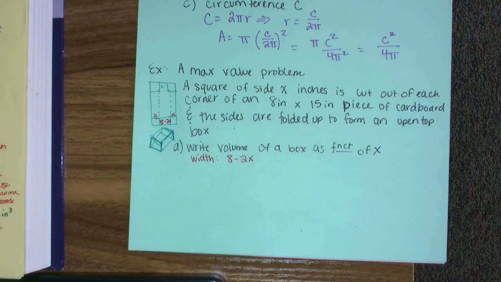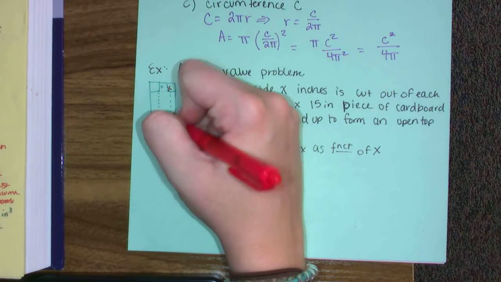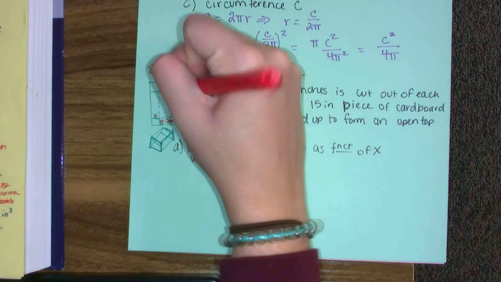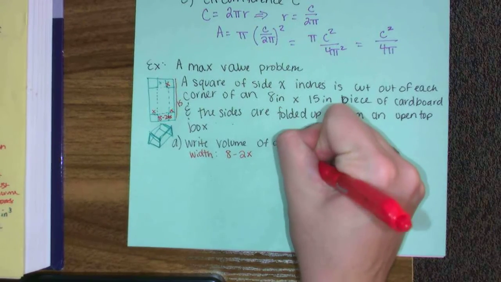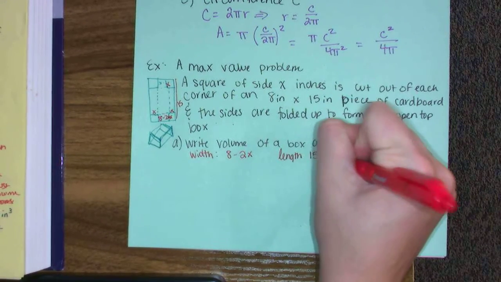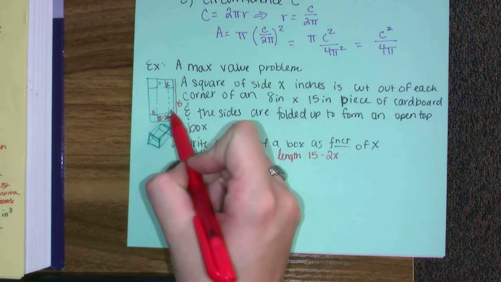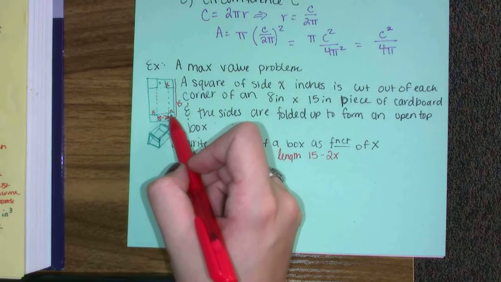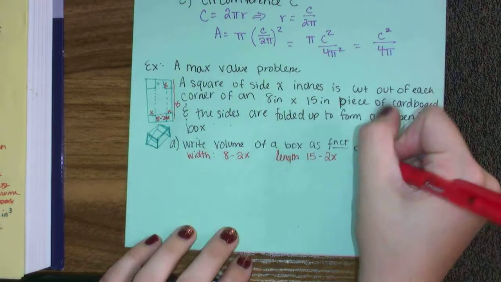Now similar for length, both ends are x. We know that the whole thing is 15, so the length is going to be 15 minus 2x. And we know that the height of the box, because we took out an x here, because we've taken out the square corners, we know the height is going to be x when we fold the sides up on the box.